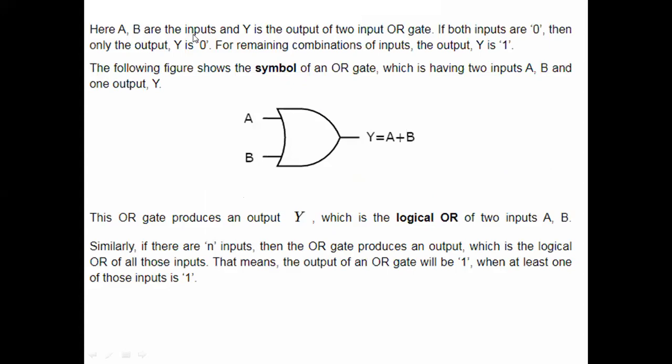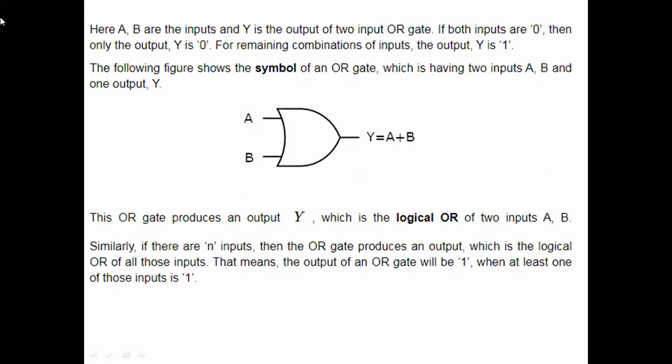Here, A, B are the inputs. Y is the output of a two-input OR gate. If both inputs are 0, then only the output Y is 0. For the remaining combinations of inputs, the output Y is 1.